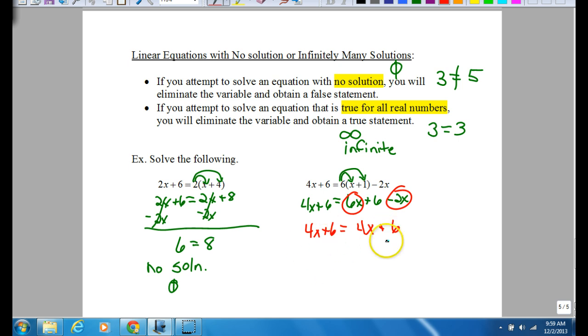Well, I can already tell both sides are exactly equal, right? But if we were to continue on, this would be 6 equals 6. So what does that tell me? Well, it tells me it's infinite solutions. I can put anything in for x and get the right answer. Okay? So for all real numbers.